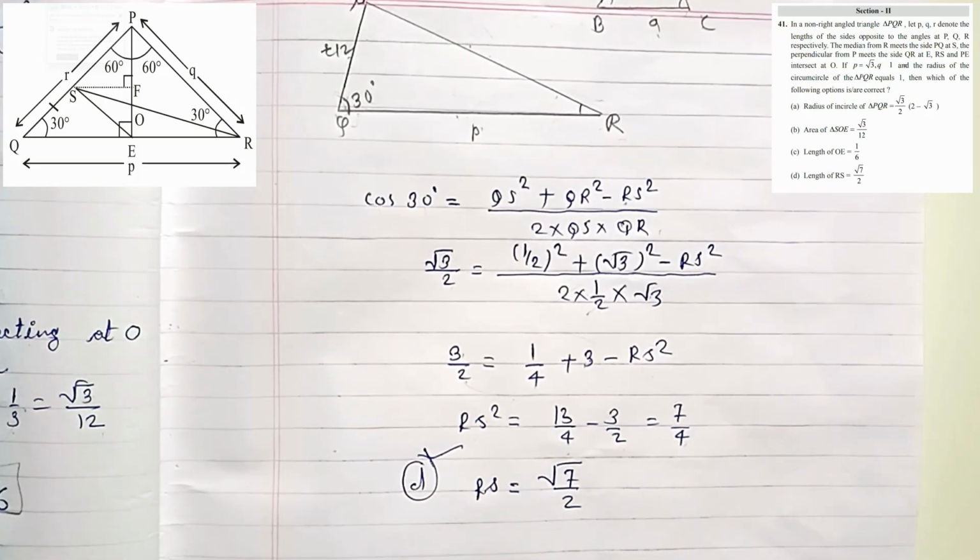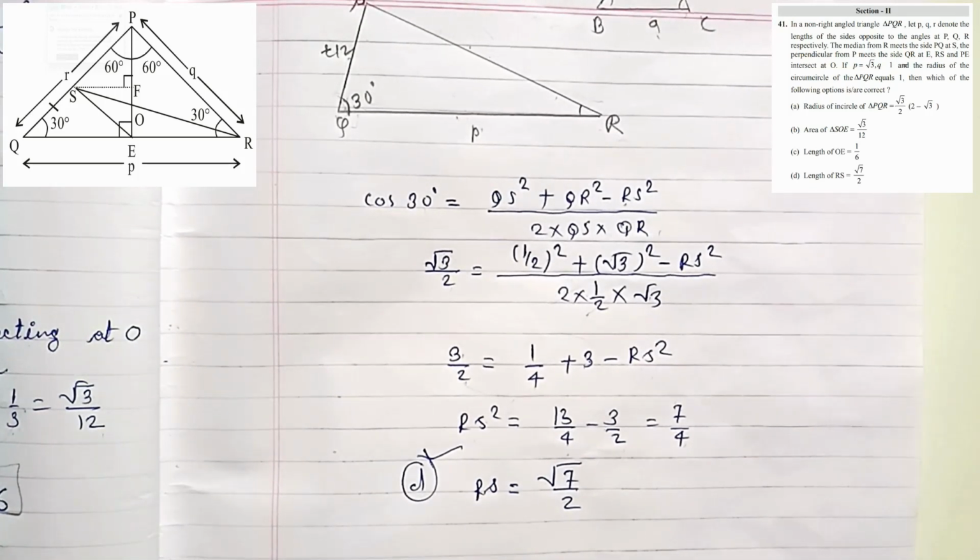By checking all our 4 options, we got option number A correct, option number C correct, option number B wrong, and option number D correct. This is a multiple answer question.